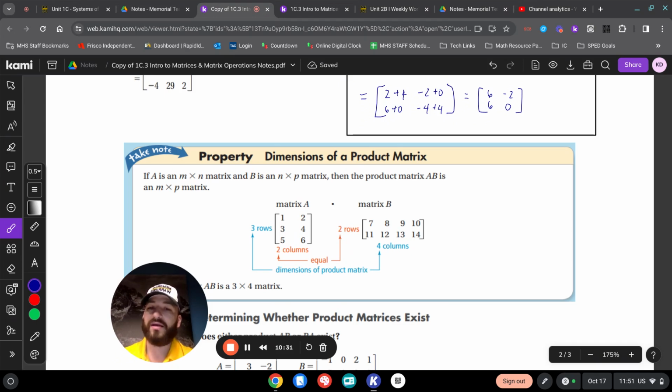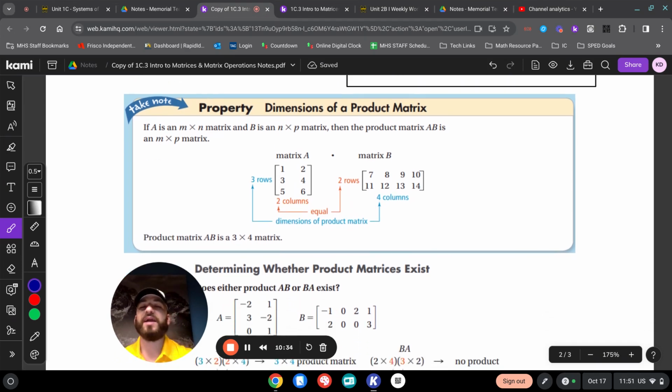For products, we actually want to have something kind of wonky. We want to have the same amount of columns in the first matrix as rows in the second matrix. And then the rows of the first matrix and the columns of the second matrix is what actually creates that product matrix. It's going to be that size. So it's a little wonky to think about, but essentially I need to have those equal number of columns in the first one and rows in the second one to actually do my multiplication across. And you'll see it when we put it into action here in a little bit.